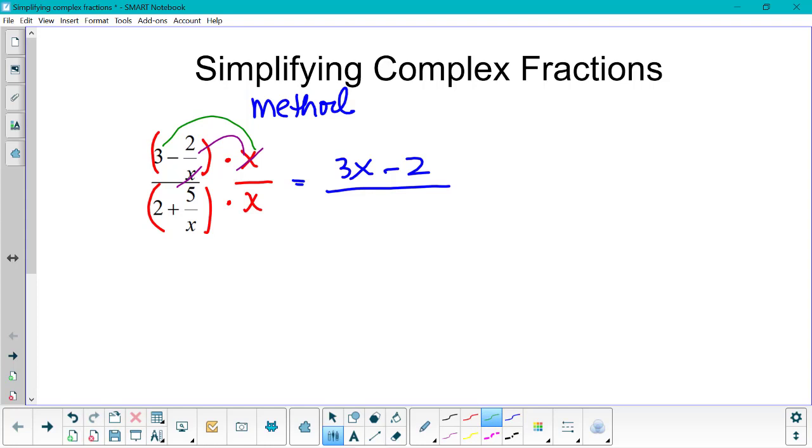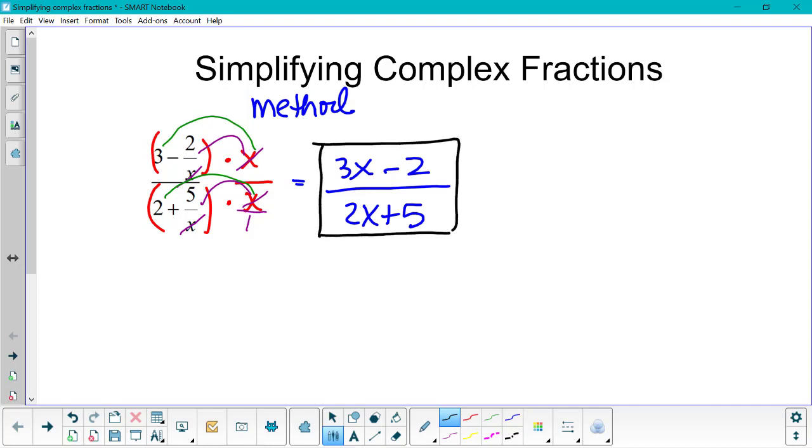So same procedure in the denominator. I'm going to distribute the x. So x times 2 is 2x. And then I take x times 5 over x. Well, if you think about that, that's x over 1. So the x's divide out, and I'm left with plus 5. Okay, that's the whole idea, is to multiply by something that the x will divide out. So now I can't simplify that rational expression, but it is no longer a complex fraction.